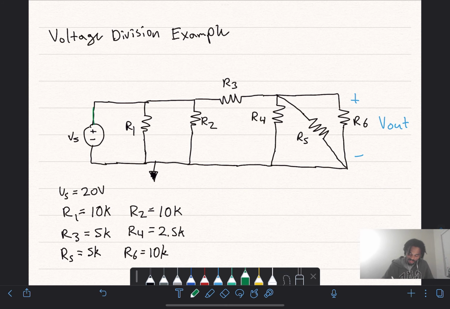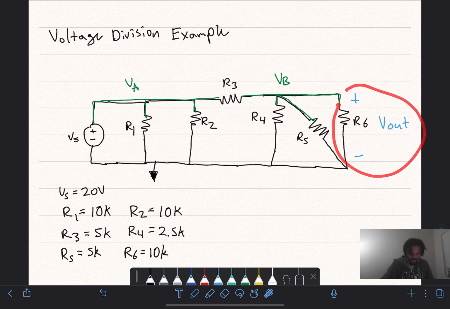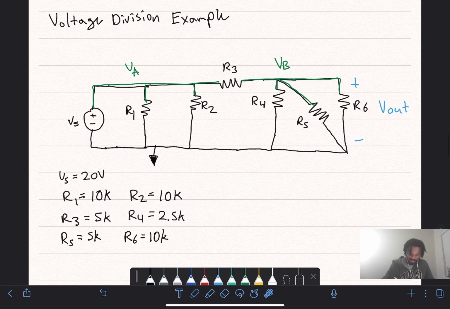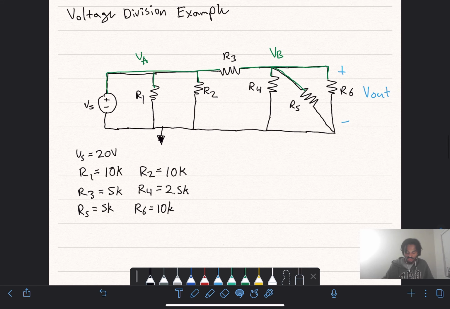So if we label our nodes like we normally should do, this node here we can call VA, which we know is just going to have the same voltage as our voltage source here. So we label that. And then call this VB. And VB is going to be equal to V out. The voltage across R6 is what we're interested in. And we see that VB is across R4, R5, and R6, meaning that they're in parallel, so they're all going to have the same voltage across them.